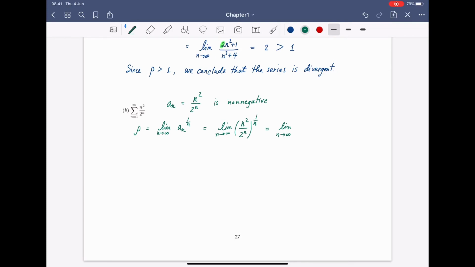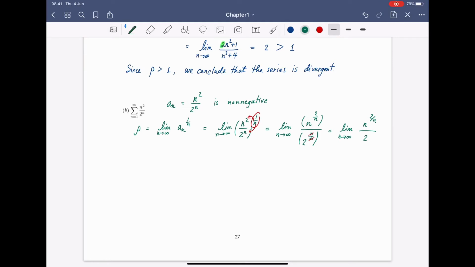cancel something on the bottom term, but on the top term it is hard. On the top term you're going to have n raised to 2 over n. And on the bottom you're going to have 2 raised to the n over n, because I just moved 1 over n inside the parenthesis. After that I have just the limit of n raised to the 2 over n, over 2, when n goes to infinity. This is because n and n cancel here.